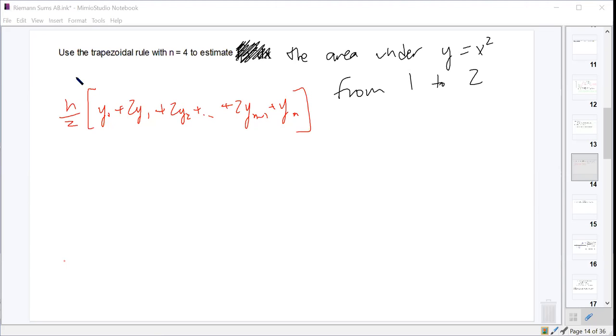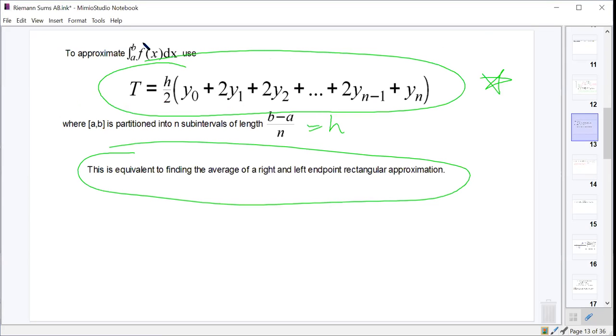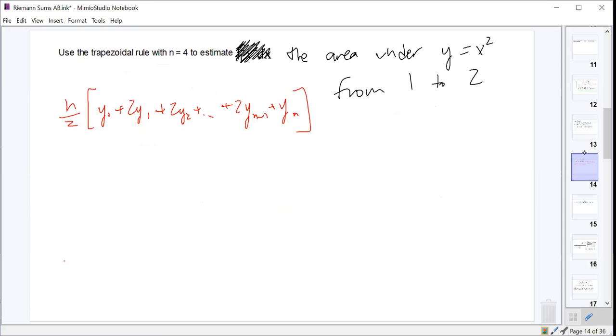So first off, we could figure out what h is from up here. I thought we talked all about that last time, so just ignore this right now. We talked about h is equal to b minus a over n, right? So what's our b value?